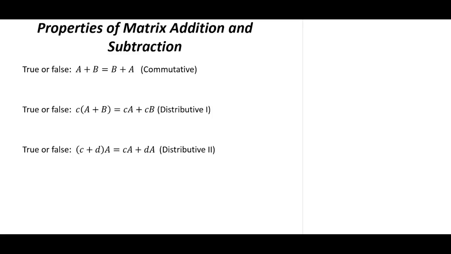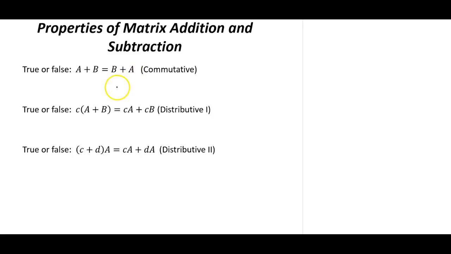And then the last slides here are just some properties of matrix addition and subtraction, basically the commutative and distributive properties, which work as you might expect them to work, like they did for vectors. And again, this won't necessarily be true for the other operations we're going to do.